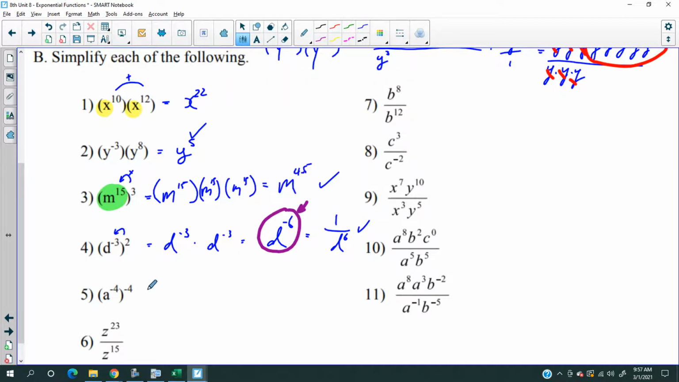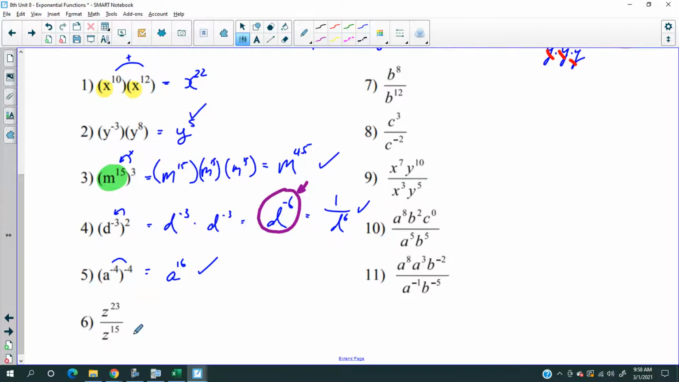All right, number 5, A, right? Now let's take this a little faster. Negative 4 times negative 4, positive 16. So it's not 1 over, because this is positive. Okay? All right, number 6.